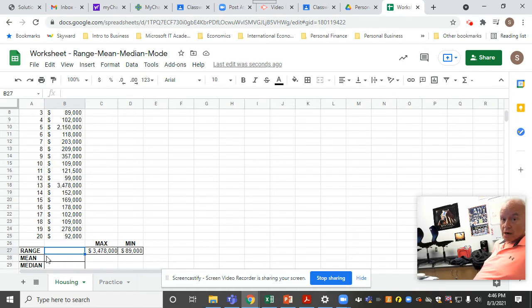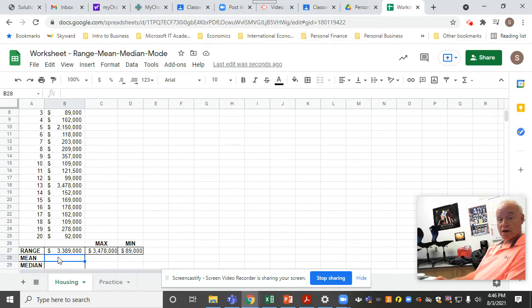Now my range over in B27 is going to be the difference between those two. Now, if you're new to Excel, you start every formula with an equal sign. I'm just going to use the click method. Click on C27 and subtract D27. C27 minus D27. And I can just hit enter. They don't have a check mark in Google Sheets, do they? Meh. So my range is 3,389,000 between my high value and my low value.